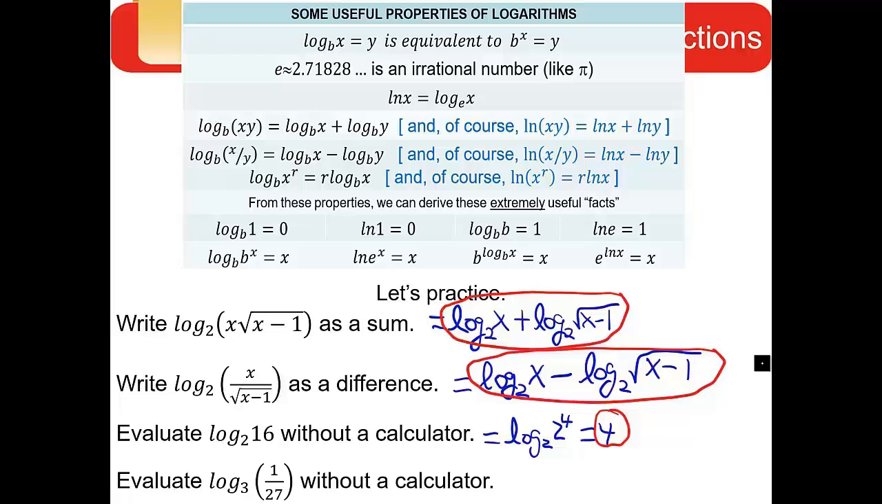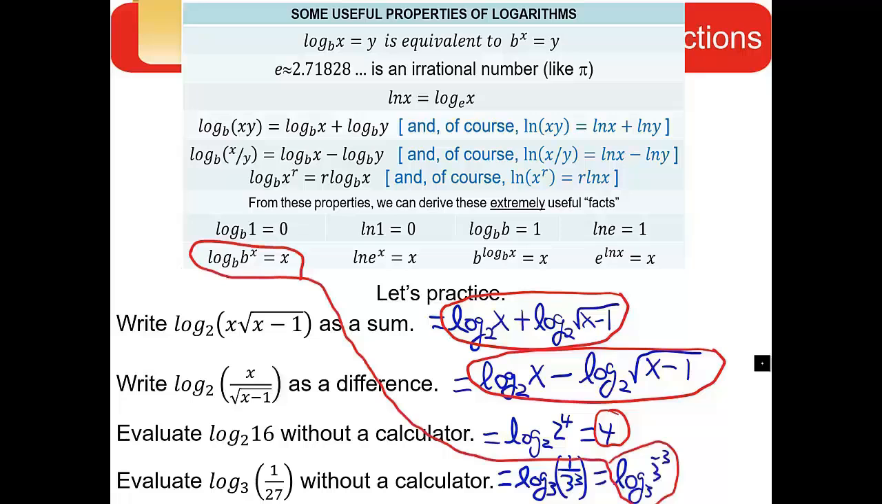27 and 3 are not the same, but 27 is 3 cubed. So what if I wrote that as the log of 1 over 3 cubed, base 3, and then change that 3 to the third to 3 to the minus 3 by pushing it up to the numerator? And that would change this whole thing into the logarithm of 3 to the negative 3, base 3, and now the bases match up, and you get the exponent for the answer, so the answer will be negative 3.